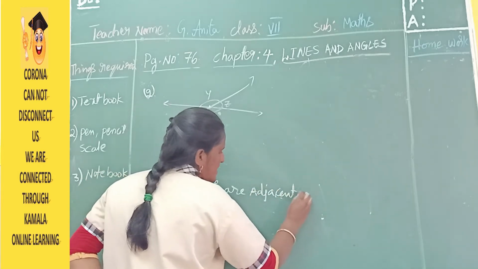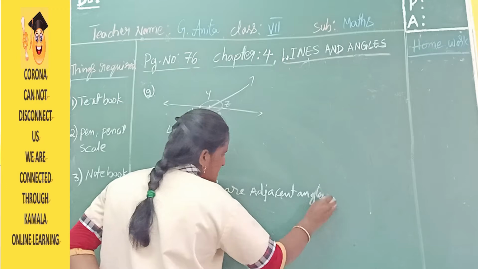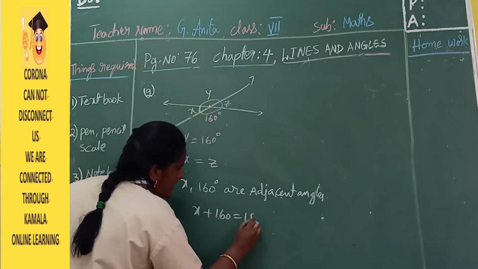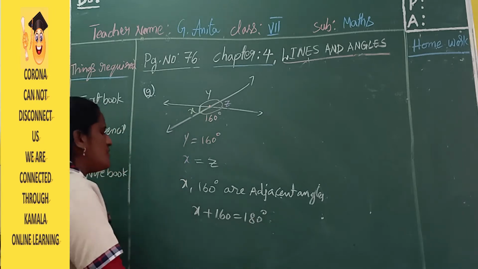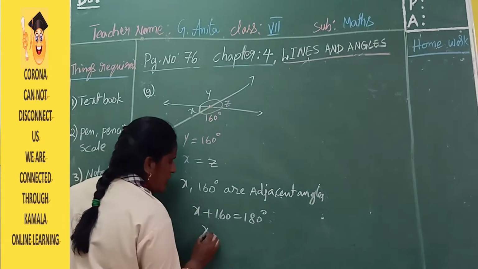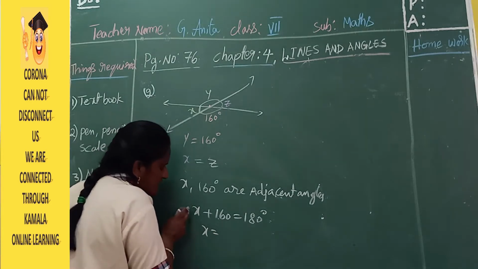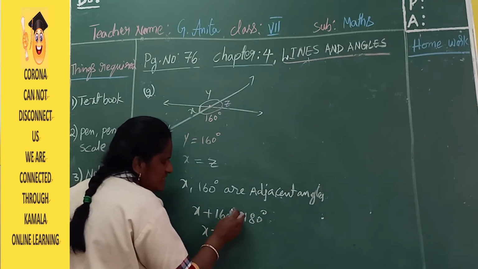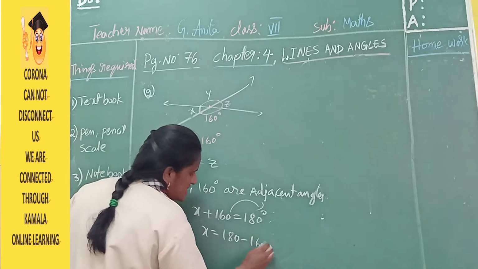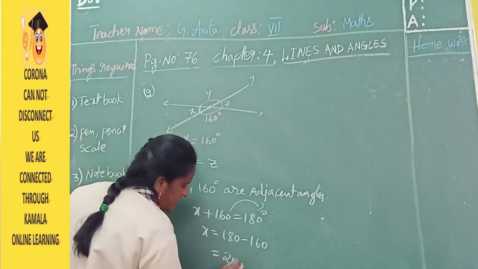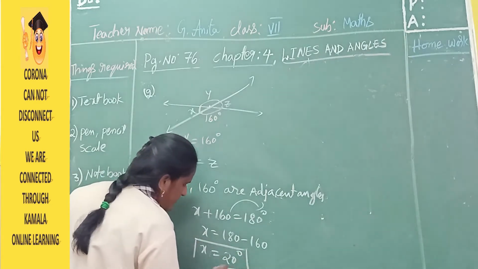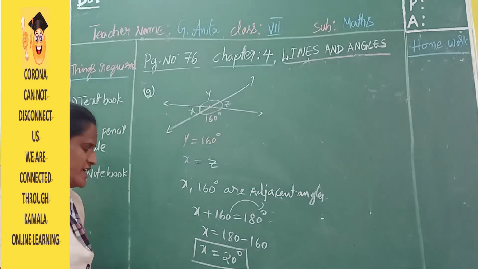So x and 160 are adjacent angles. What is the meaning of adjacent? x plus 160 should be equal to 180. We want the x value, so keep x here only and transpose 160 to this side. So 180 degrees minus 160 is nothing but 20 degrees. So x degree is equal to 20 degrees.